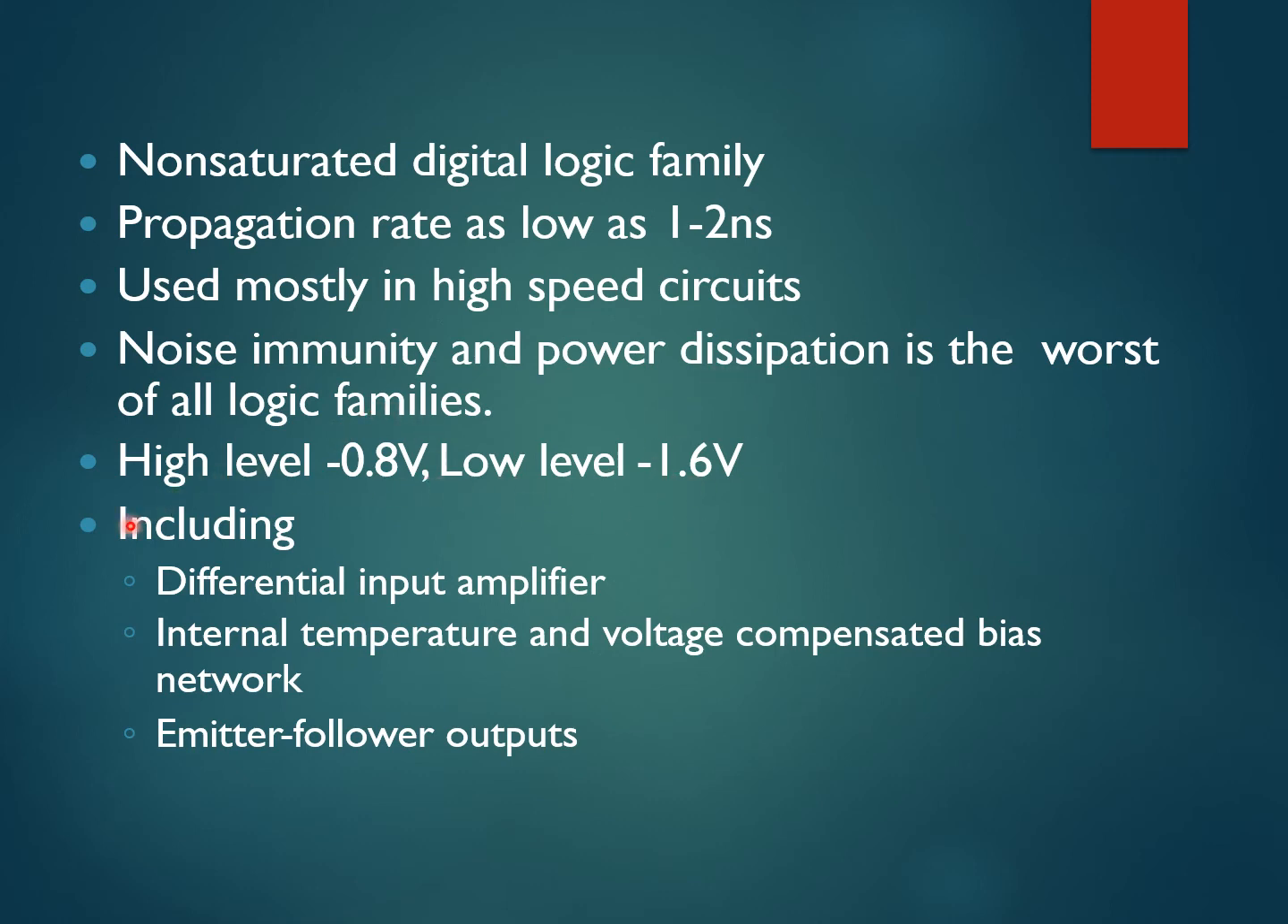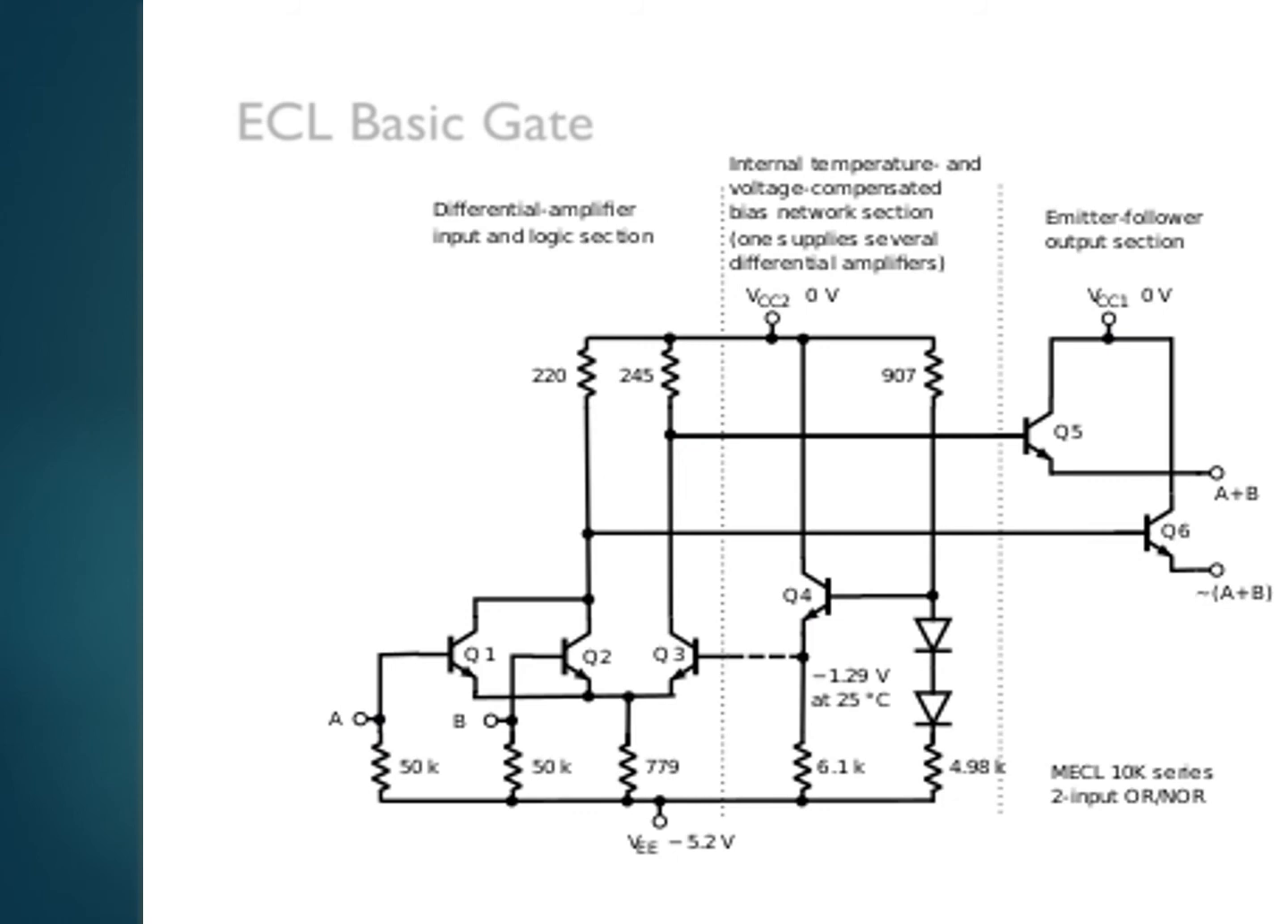So what are the necessary things present in the circuit diagram of an emitter coupled logic family? First is a differential input amplifier. Then the second one is an internal temperature and voltage compensated bias network, followed by an emitter follower output. Circuit diagram. These two transistors are now switched off.